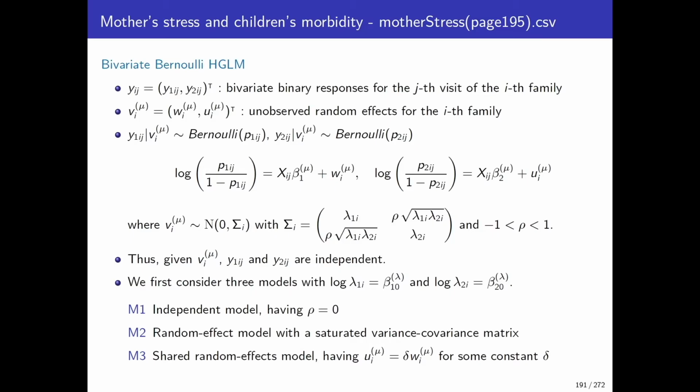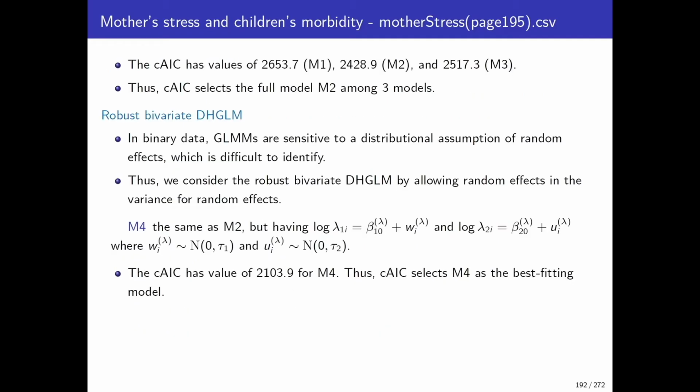Now we can write our models like this. Keep in mind that given v_i^mu, we first consider three models with log lambda_1i = beta_10^lambda and log lambda_2i = beta_20^lambda. M1, independent model having rho 0. M2, random effect model with the saturated variance covariance matrix. And lastly, M3, shared random effects model having u_i^mu = delta v_i^mu for some constant delta. And we can get the values of CAIC for M1, M2, and M3. Thus, the CAIC selects the full model M2 among the three models.